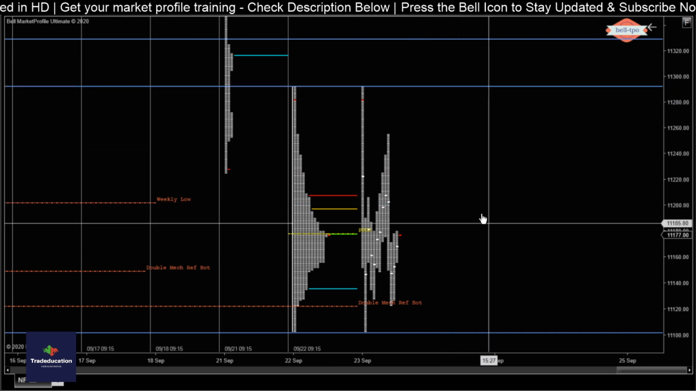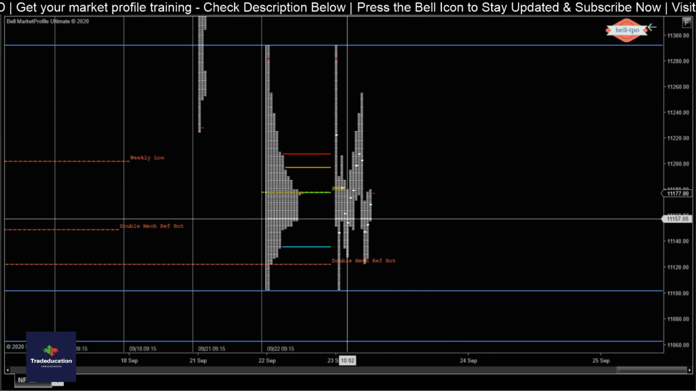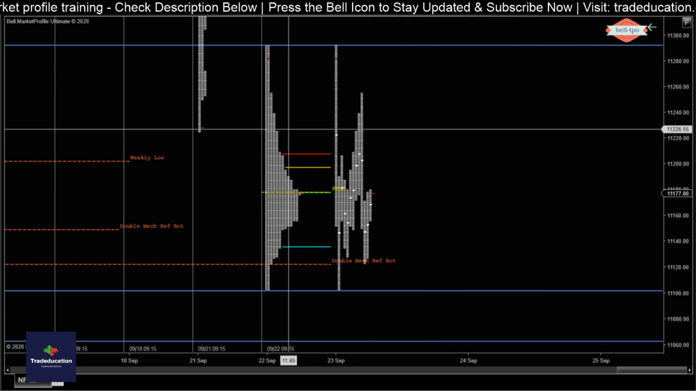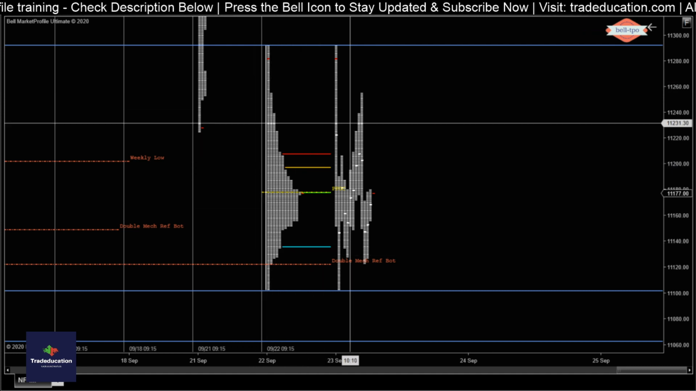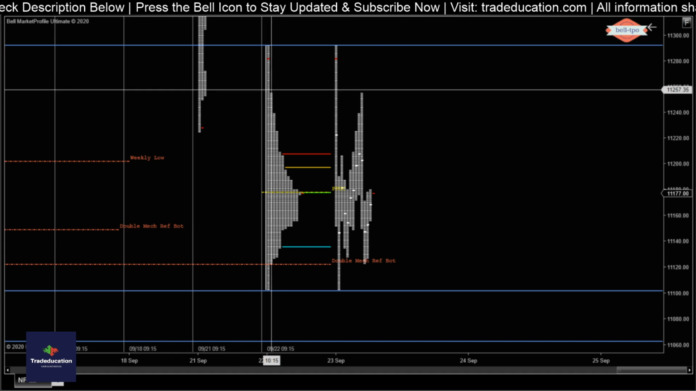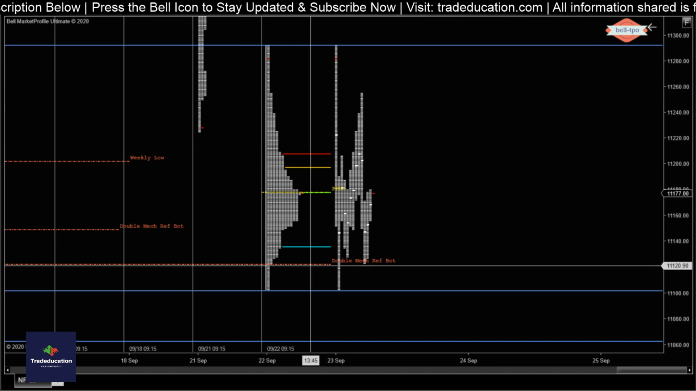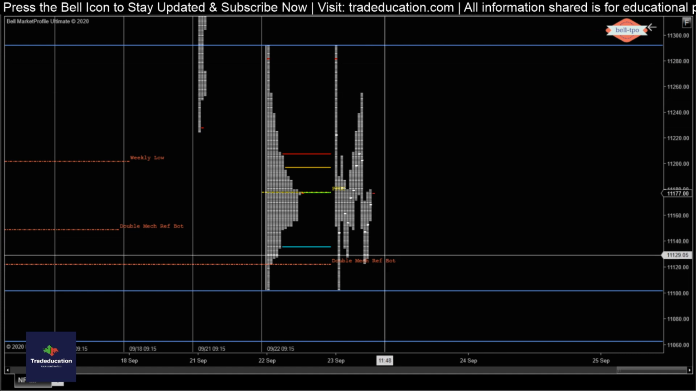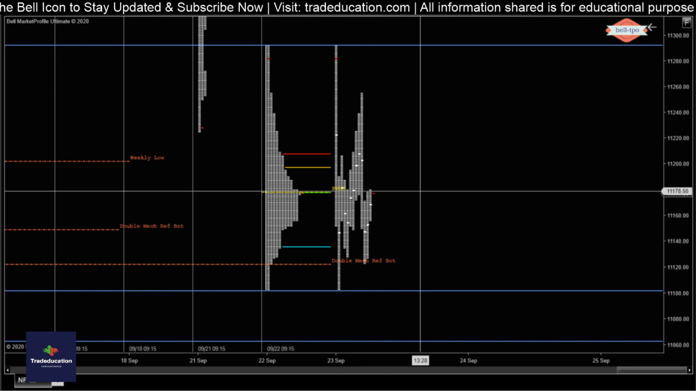Okay. So overall, there aren't any anomalies. Overall structure is pretty balanced, and we have got some good excess, a good single print around the high, and a small single print around the lows. Okay, so these too will be some references which I'll be looking forward to.